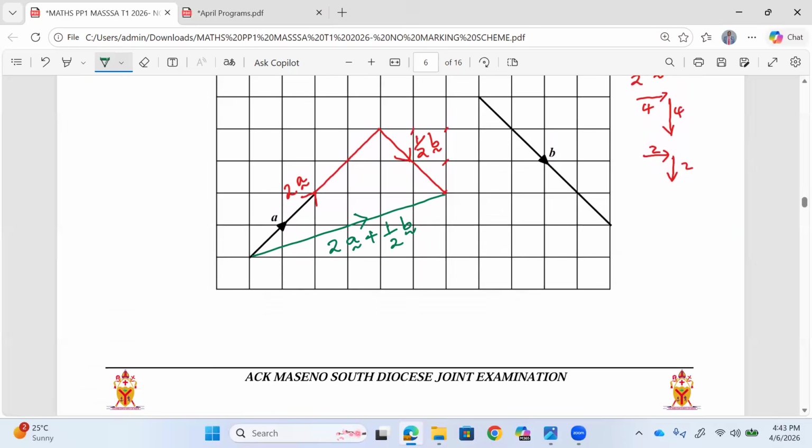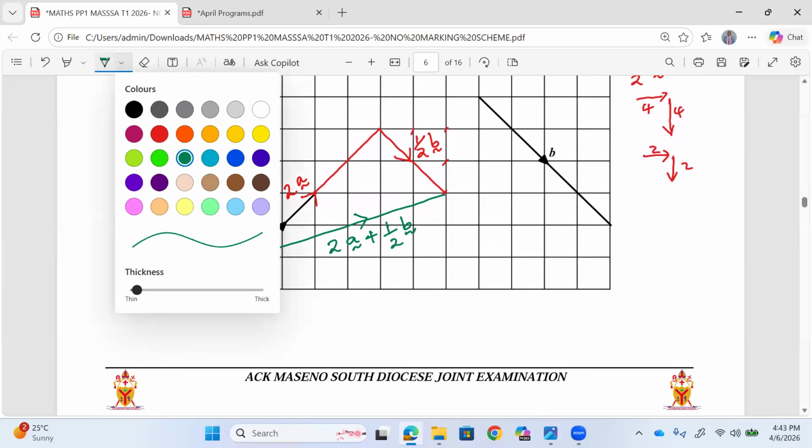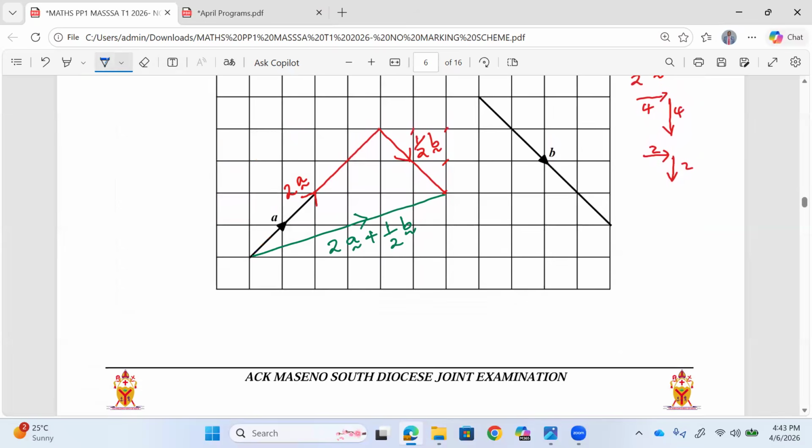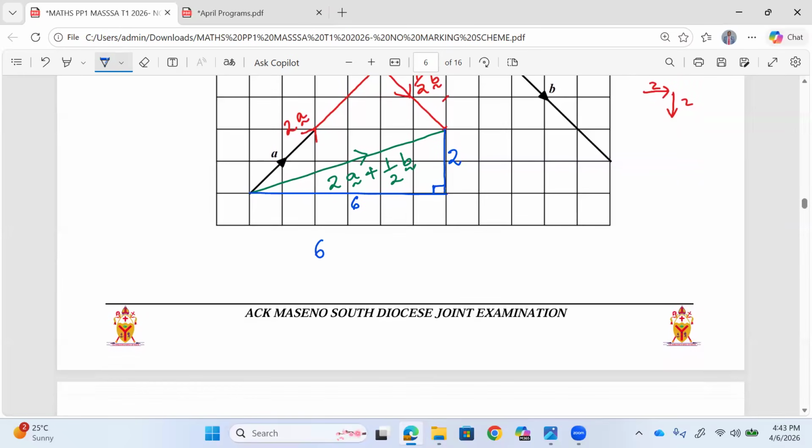So the length of this vector can be worked out this way. How many units do we have on the x? These are 6 units. How many units do we have vertically? These are 2 units. To get the magnitude of the vector, we use Pythagoras theorem: 6 squared plus 2 squared, then we obtain the square root. So this will be 36 plus 4, the square root of 40.